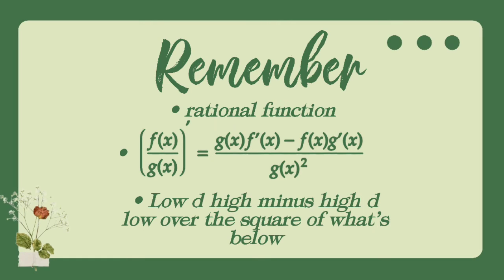Remember, use the quotient rule when the equation is a rational function. This rule says that the derivative of a function is equal to the denominator times the derivative of the numerator minus the numerator times the derivative of the denominator, divided by the square of the denominator. To remember this easily, low d high minus high d low over low squared.